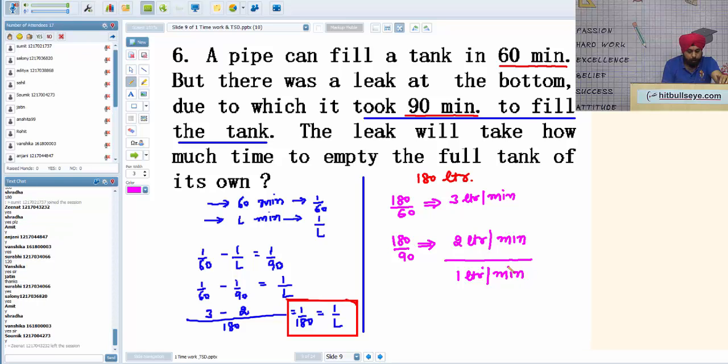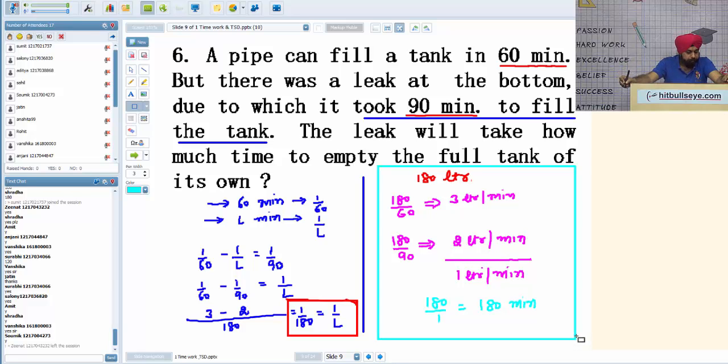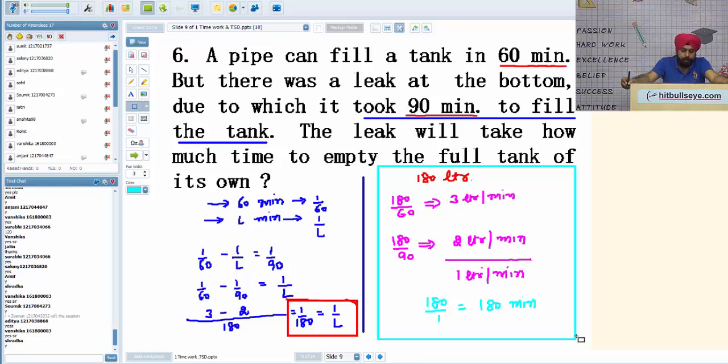So if the leak drains 1 liter per minute, in how much time can it drain a tank of 180 liters completely? So 180 divided by 1, the answer is 180 minutes. Students, whosoever has understood this second approach will be convinced that this method is comparatively quite easy. I only have to think about the capacity of 180 liters. Then the complete question is linear. There is no fraction involved.